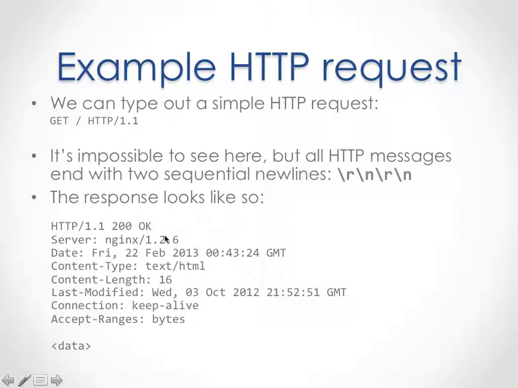What we get back looks something like this. It says, I'm also speaking HTTP 1.1, 200, okay. That means I got your request and I can successfully fill it. It tells me what kind of server is running. So in this case, it's Nginx version 1.26. It's sending me data at this time. The data was last modified at this time. The content length is 16 bytes. It is text that's HTML. The connection will stay alive, and other stuff that's not important.